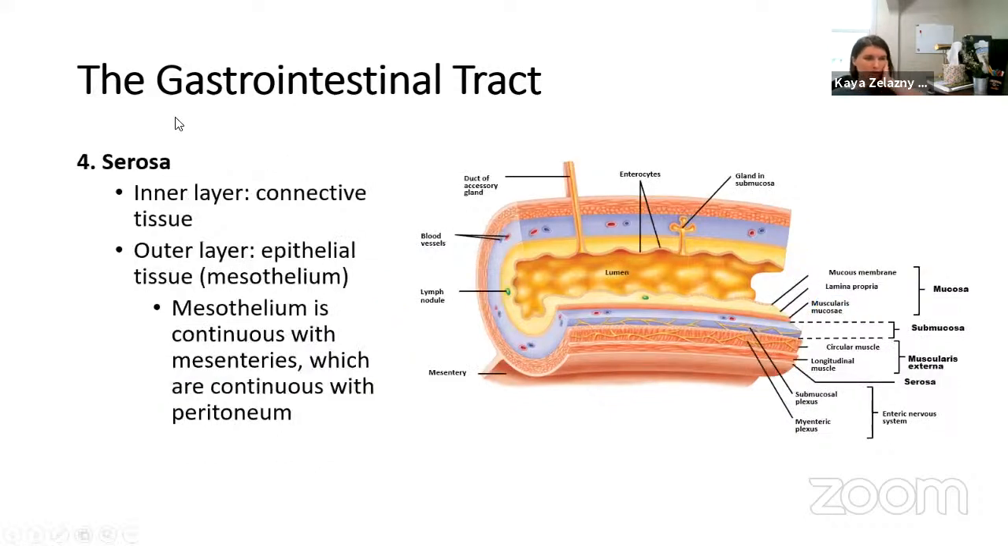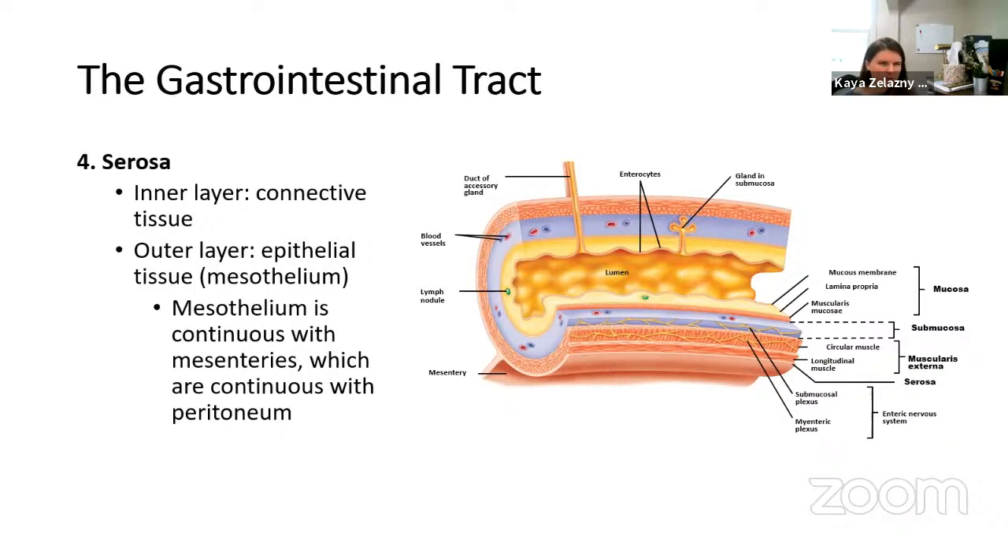Okay. So our final layer of the GI tract is the serosa. It has an inner layer and an outer layer. So there's an inner layer of connective tissue, just normal connective tissue like you saw in phys lab, and an outer layer of something called mesothelium, which is a modified epithelial tissue. Basically, mesothelium is that slimy stuff that you were touching in lab, and it's continuous with the mesenteries.